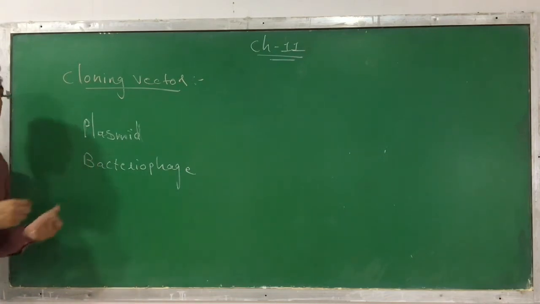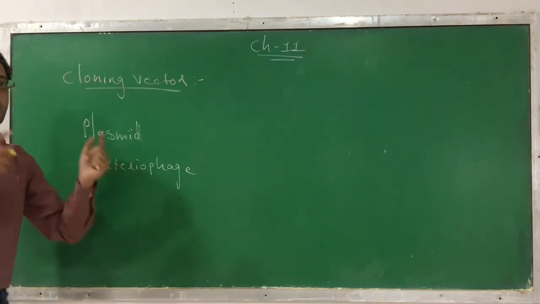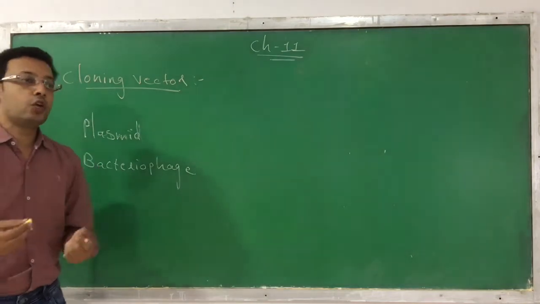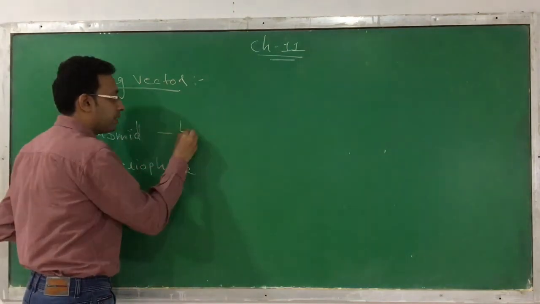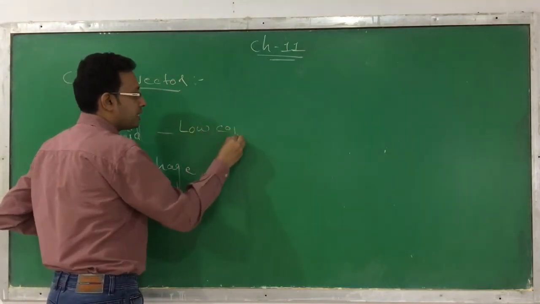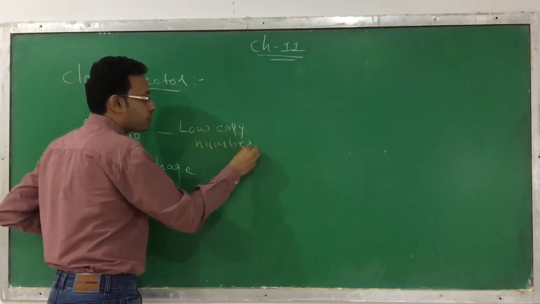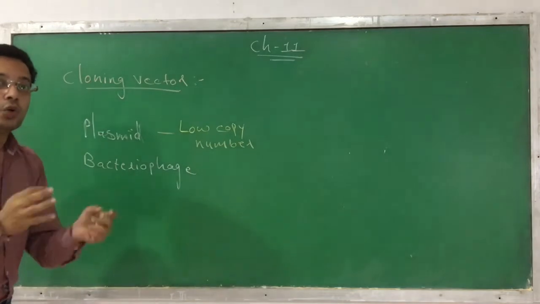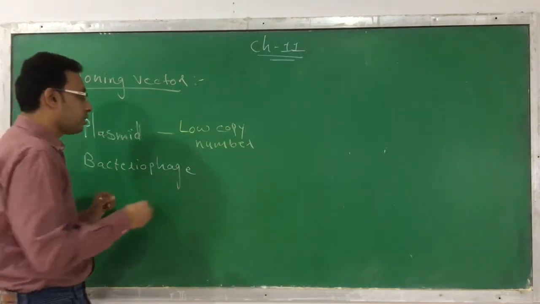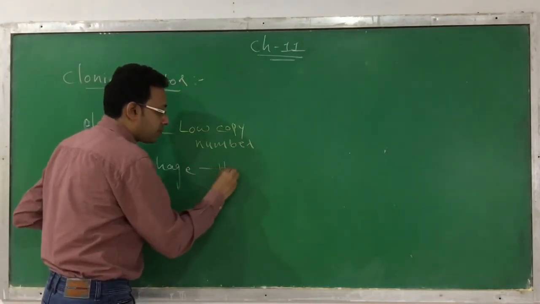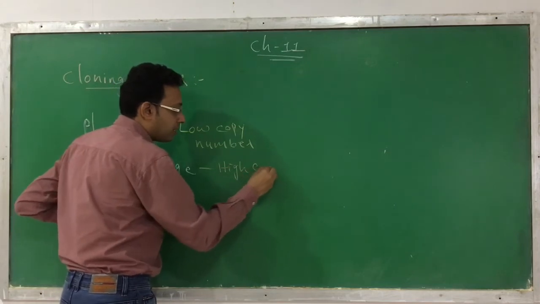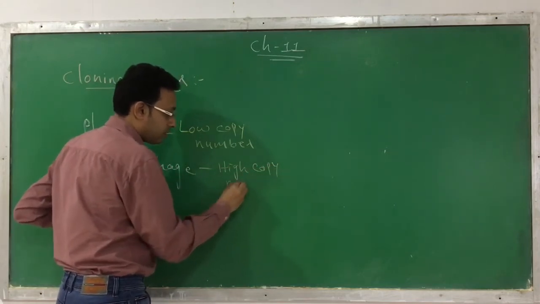But what is the difference between them? The plasmid are only able to generate low copy numbers. Means when these clones are produced, when it gets replicated, low copy numbers are going to be produced. But the bacteriophage are responsible for generating high copy numbers.